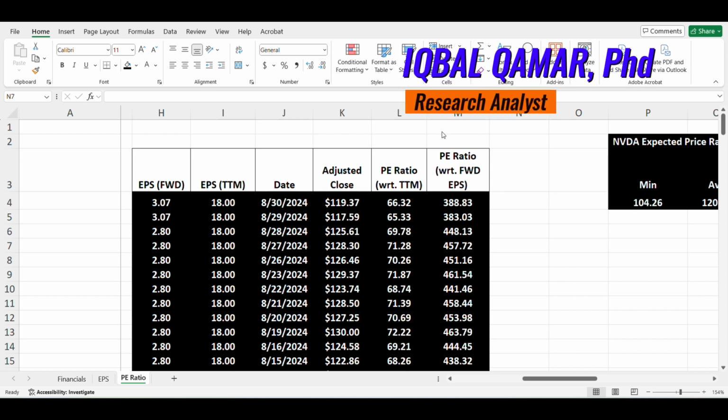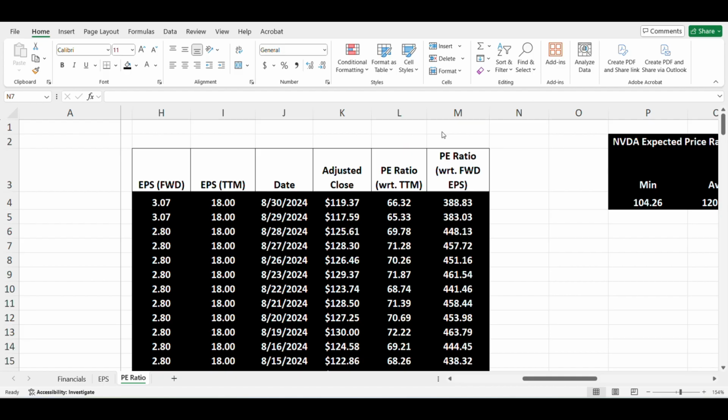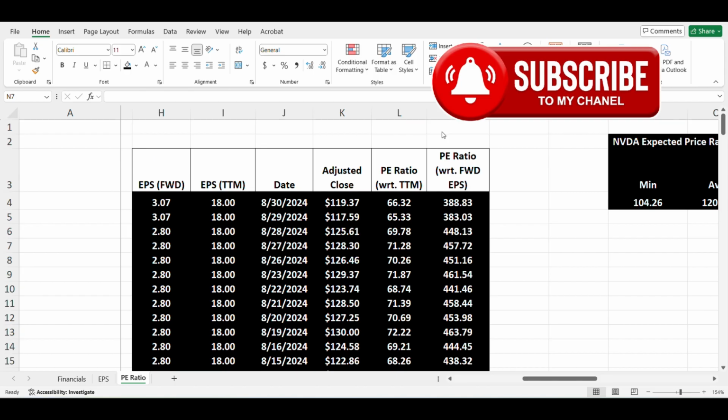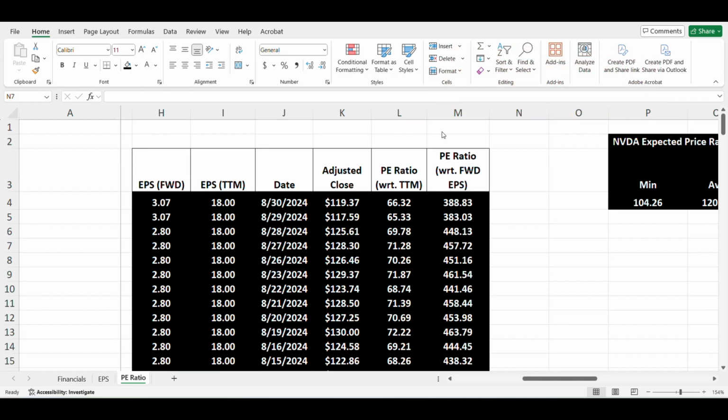This is Iqbal. Some people ask me how high and how low Nvidia can go in this quarter. So I did this price range or price projection analysis that gives a min-max price range for Nvidia, and that should be valid before the next earnings.